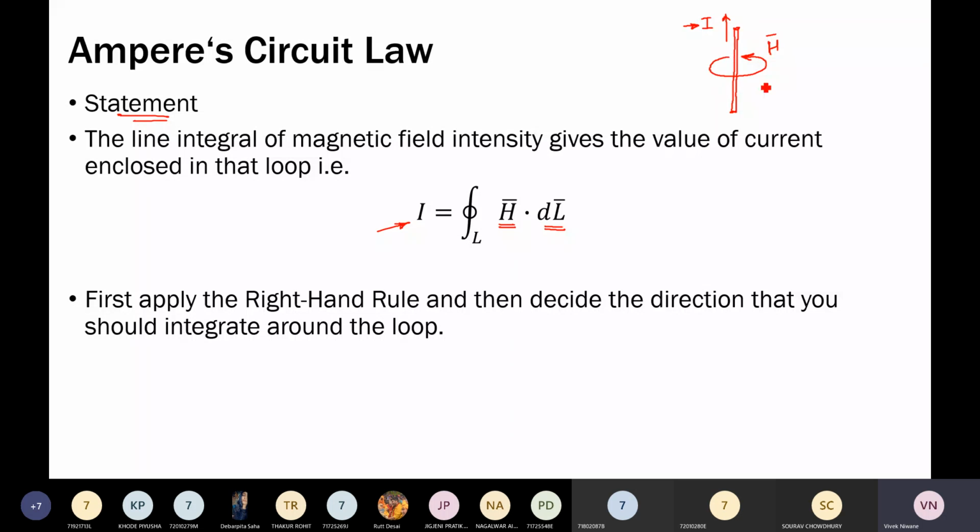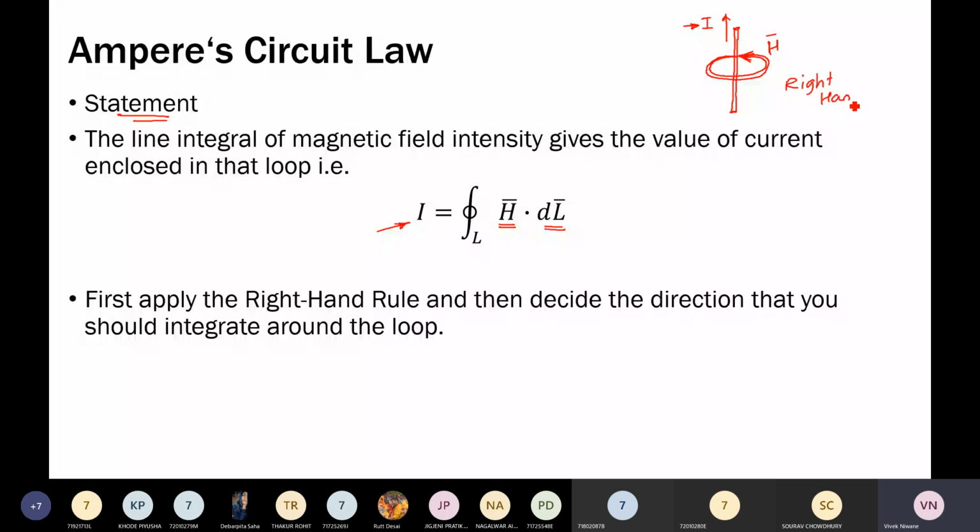Okay, let's take a geometrical loop, meaning a kind of circular loop, square loop, or an arbitrary loop also. If you integrate the magnetic field intensity on this loop that you have considered, you can get an expression for the amount of current passing through the conductor. Here you can use the right hand rule as well.